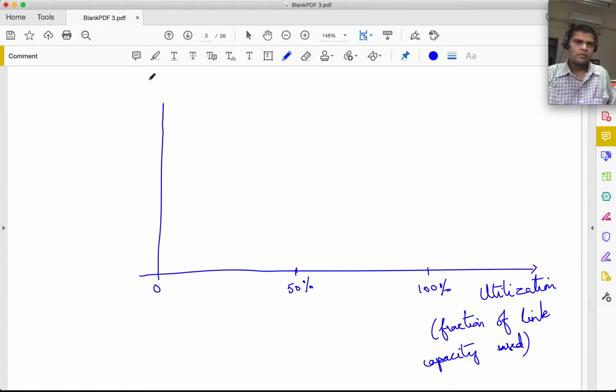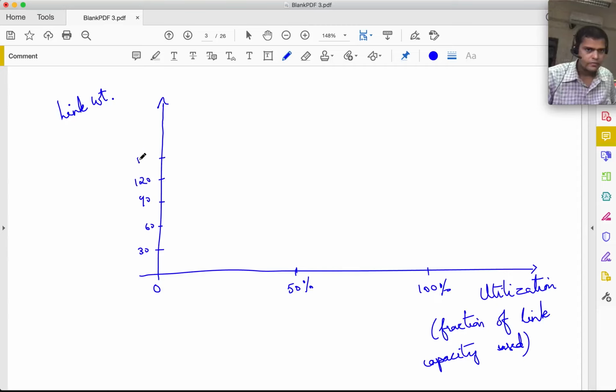Here on this y-axis I'm going to plot the link weights which are going to be assigned, and we are going to do it for all 4 different types of links. Clearly if the link utilization is very high, I want the link weight to go up. So what they said is let this be, let's say 30, 60, 90, 120, 150, and roughly this is 225.